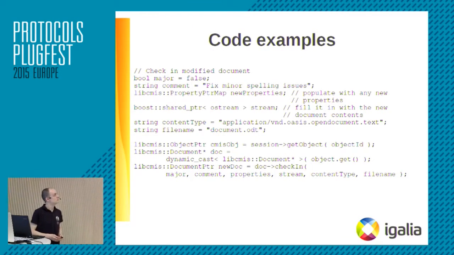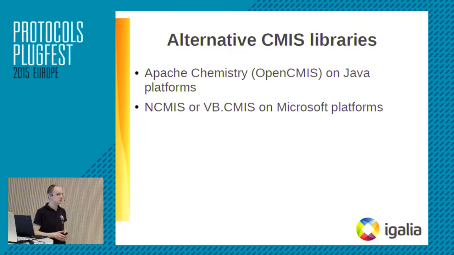So these bits of code are extracted from the libcmis command line client tool. So you will need to fill the gaps, but still you can get a working client with these bits and a bit of extra work. But if C or C++ is not your thing, you still have open source options to help you build CMIS clients. You have Apache Chemistry on Java platforms or in .NET platforms. There are at least a couple of open source libraries to help you build CMIS clients.